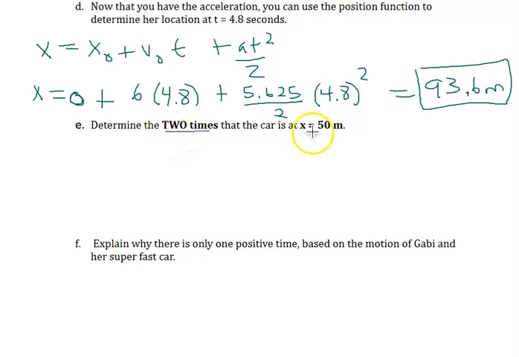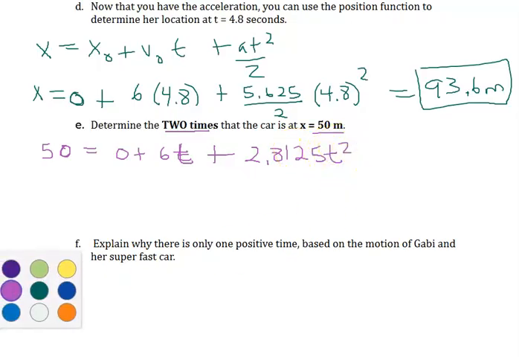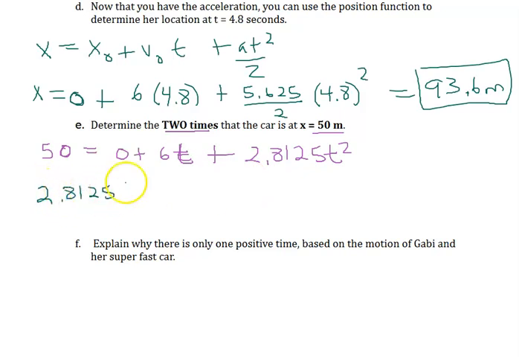Okay, now we're going to find the 2 times that the car is at x equals 50. So we want the output of the function to be 50 equals 0 plus 6t because we're solving for t, plus whatever 5.625 is divided by 2, let's see, plus 2.8125 t squared. And then we're going to get it in the right format so that we can put it in our quad solver. So our t squared term is first, plus 6t minus 50. So I'm bringing everything over to this side. I just am writing this side over here.